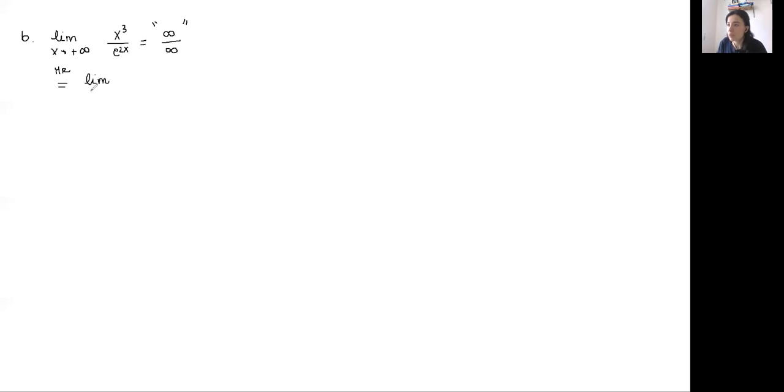So I'll have the limit when x goes to plus infinity of the derivative of x to the power of 3. And here, please, please, please, give the right answer. You know how to take this derivative. You know even how to take the antiderivative. They should be really, really straightforward. And so this is 3x squared.